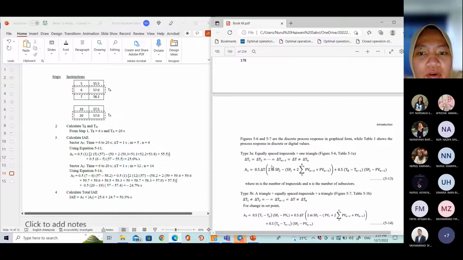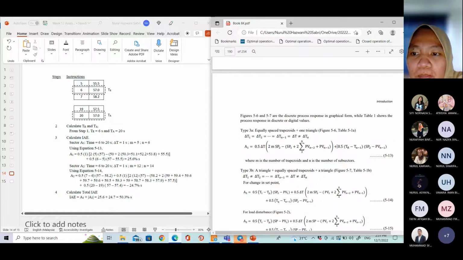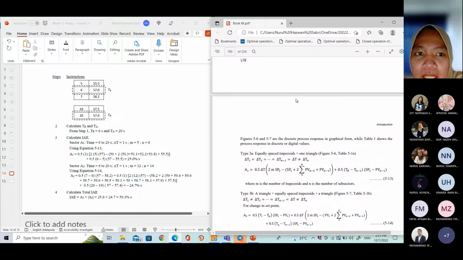And then that one is for the trapezoid punya shape lah. So you need to plus with 0.5. This one yang di hujung ini, starting from 0.5 TR minus TN minus 1 times SP2 minus PVN minus 1, is for the triangle. Okay, so basically you know your TR is 6 second, right? So your Tn minus 1, you boleh refer balik kepada table.